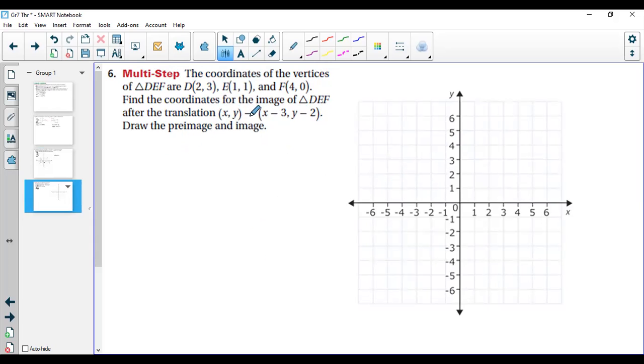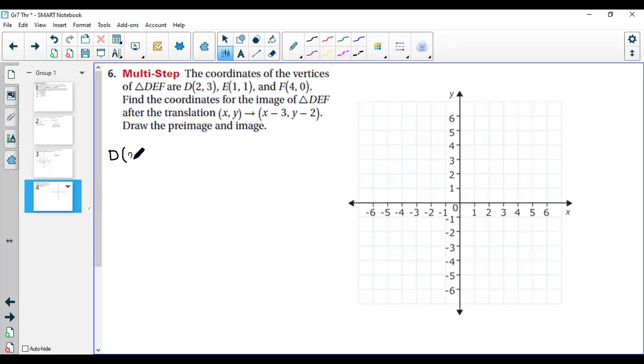So there's the translation here. Remember I told you this kind of rule comes only for translation. Minus or plus comes only for translation. And if you ask me, is this rule the same for all the questions? No, it will be different for every question. So first let's find out the coordinates for the image.